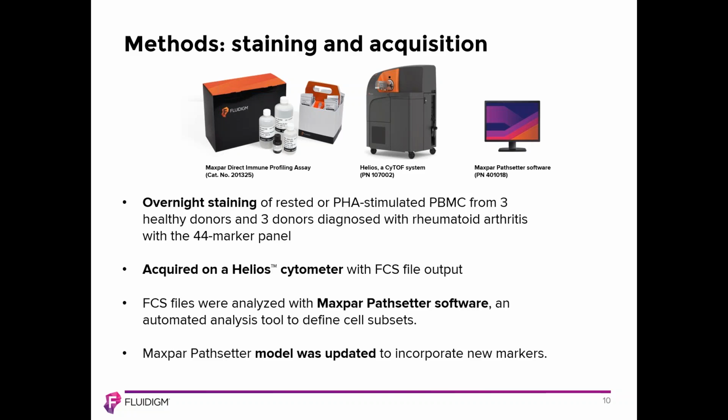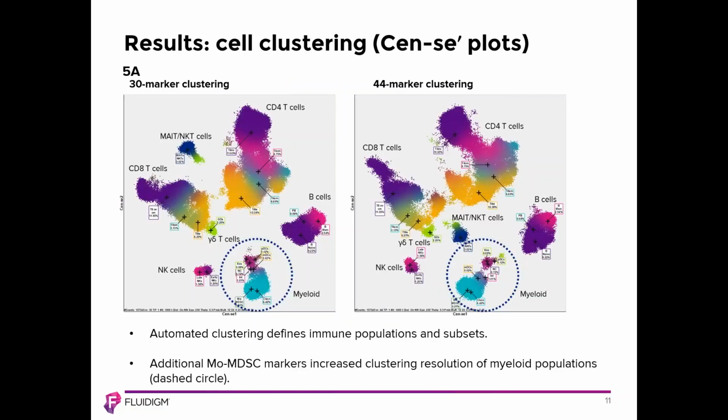And in this particular case, we actually modeled, updated and modified the Maxpar Pathsetter software model to really highlight the expression patterns of the 44 marker panel. I'd like to showcase what Maxpar Pathsetter software does. So here we're showing a Cen-se plot, which is actually a dimensionality reduction tool, which can take the markers built into the Maxpar Direct Immune Profiling Assay and cluster it into immune cells and their cell subsets. As you can see, each of these clusters can be into the CD4 T cells, CD8 T cells, myeloid cells, B cells, and their smaller subsets, such as their memory phenotypes as well.